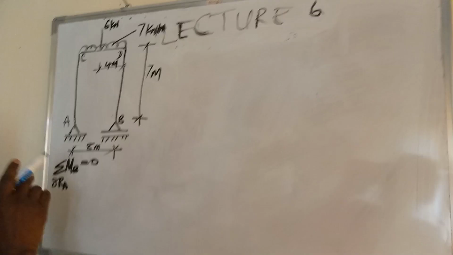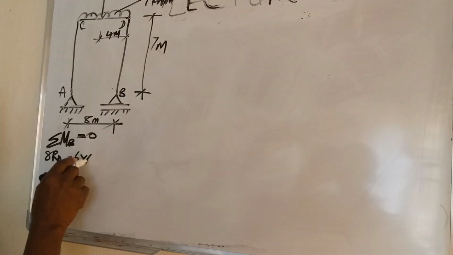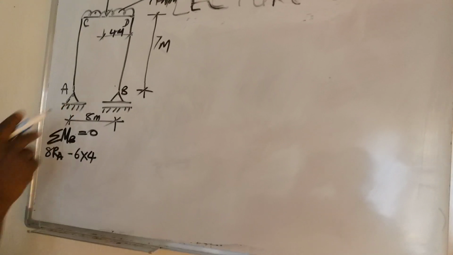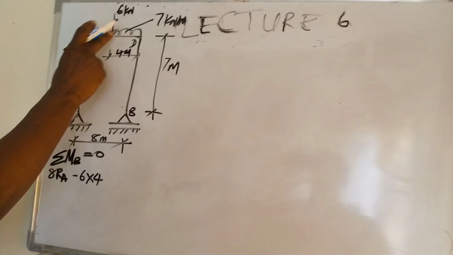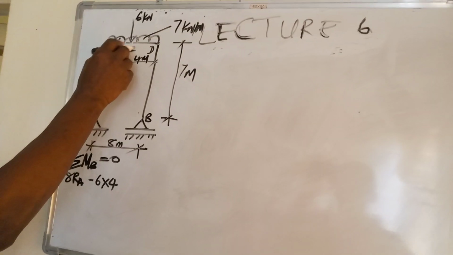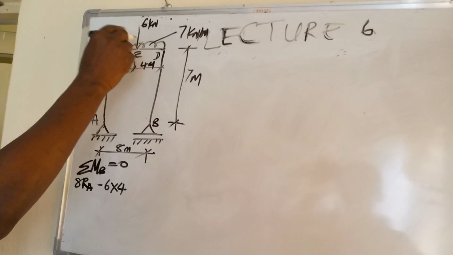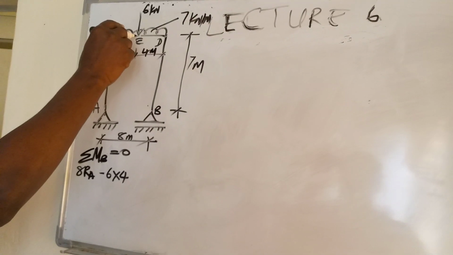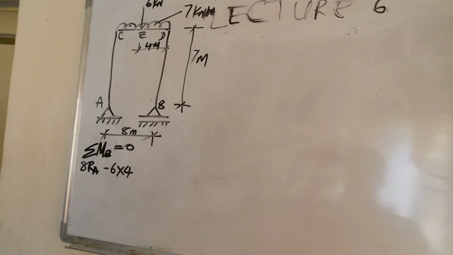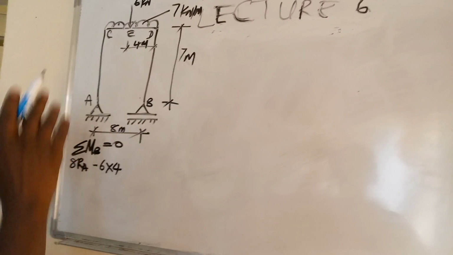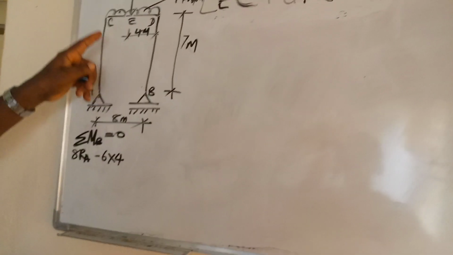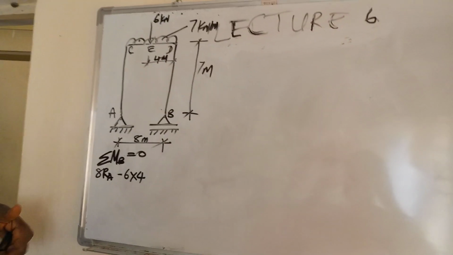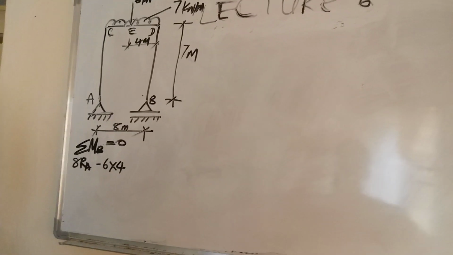So reaction A is going this way, which is positive. Then 6 is against it, minus 6 times 4, the perpendicular distance. The 6 kilonewton force is perpendicular to the distance ED, if the point of the 6 is E. ED is not perpendicular to DB, so it's based on ED that we multiply, even though we're taking moment about point B.